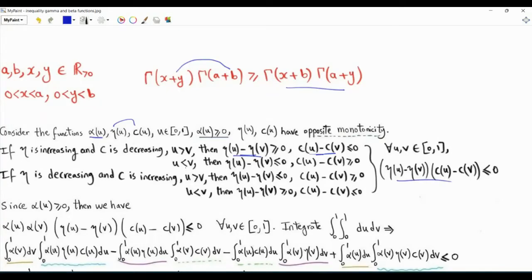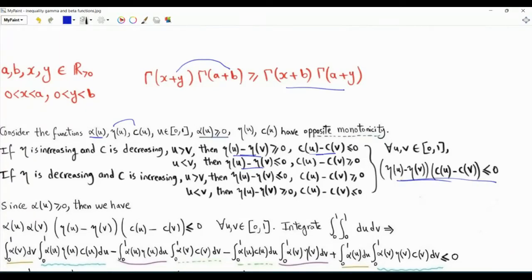Now, if u is less than v, then eta of u minus eta of v will be non-positive, but cu minus c of v will be non-negative. The product is still non-positive. And if u is equal to v, then this product will be 0, and 0 is less than or equal to 0. Now, if we switch the roles of eta and c, if eta is decreasing and c is increasing, we will get the exact same result.